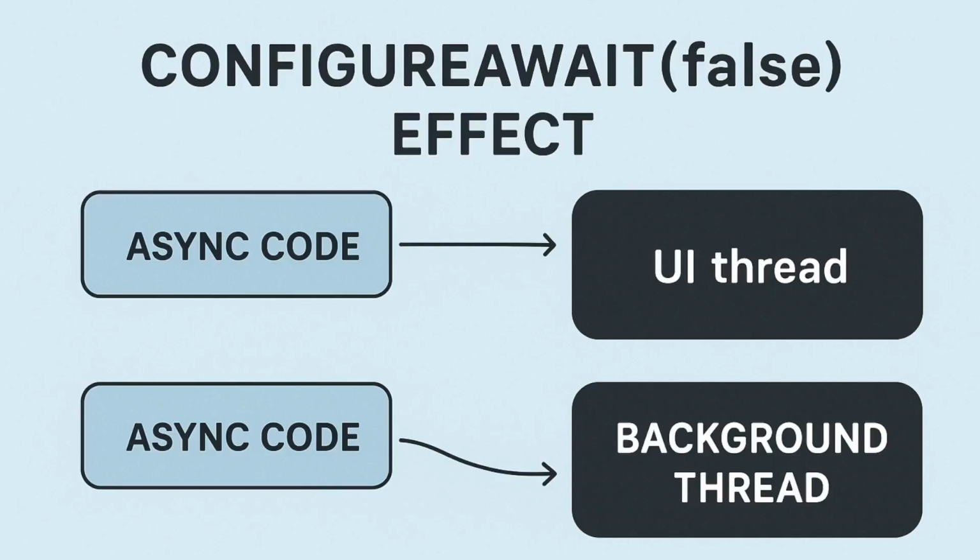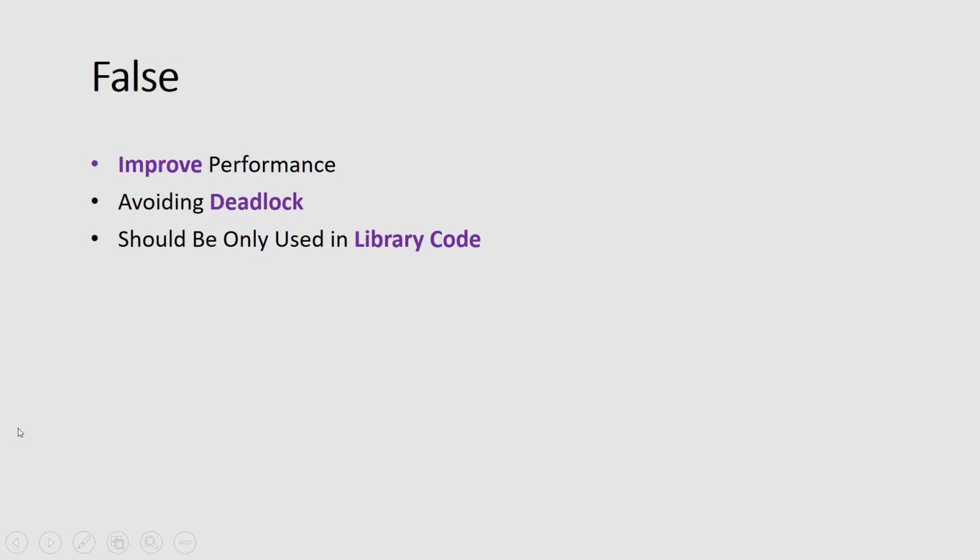So ConfigureAwait, as its name makes obvious, is a configuration to configure the context switching in your code. It can be set to true or false, and its default value is true. But what's the difference between false and true? I will explain it. First, I'm going to talk about false. What if I set the ConfigureAwait configuration to false?